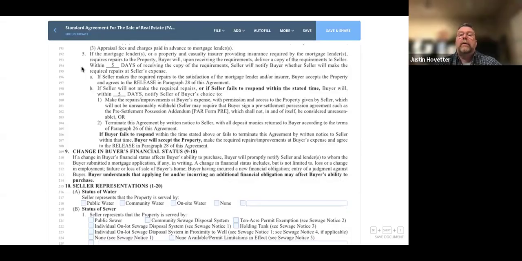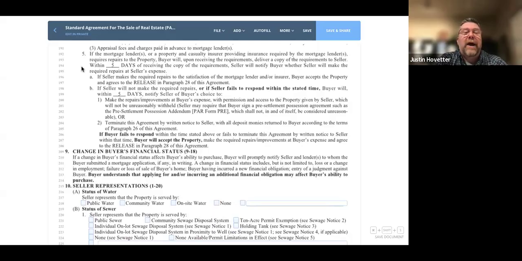Now, the seller will notify the buyer whether the seller will make the required repairs at the seller's expense. I'm sorry, I misread that. As soon as the buyer receives that, they're going to forward it to the seller. The seller has 5 days to decide if they're going to make those repairs. Now, if the seller makes the required repairs to the satisfaction of the mortgage lender, then the buyer is going to accept the property.